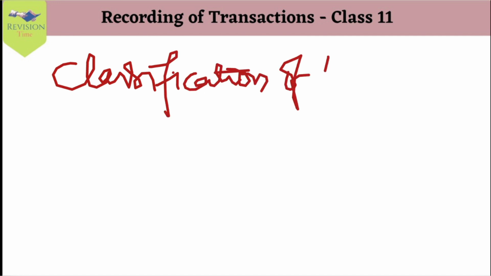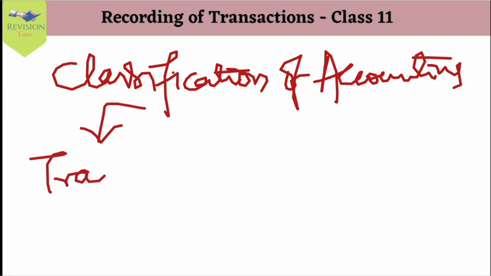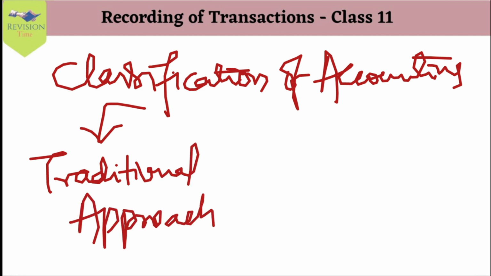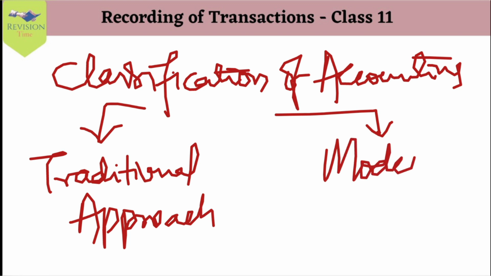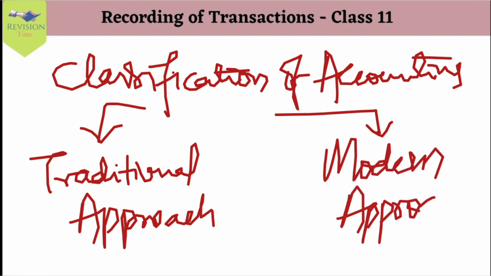So basically, accounts are classified as traditional approach and modern approach. Under the traditional approach, we classify accounts as personal account, real account and nominal account. And under the modern approach, we classify accounts as asset, liabilities, expense, revenue and capital. Let us first deeply study our traditional approach and next move towards the modern approach.